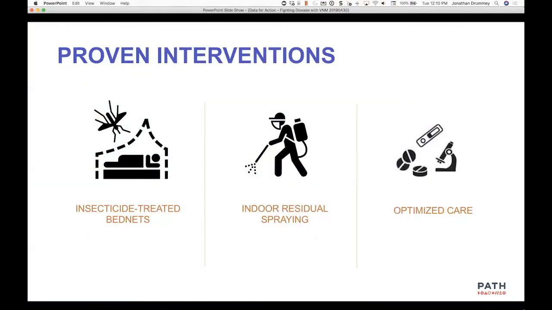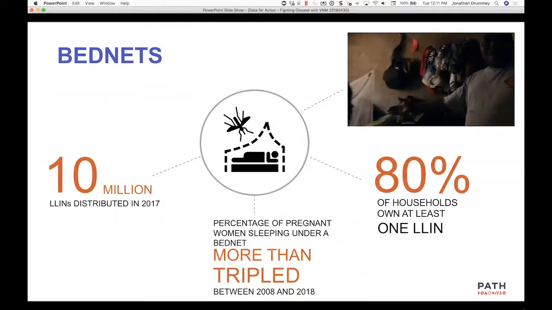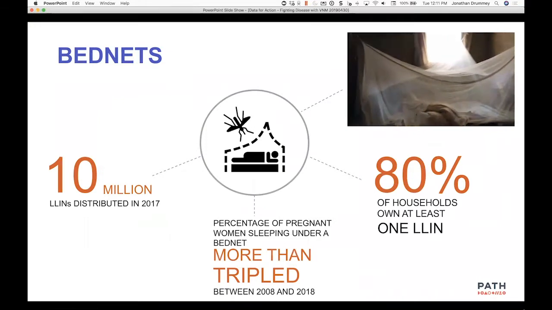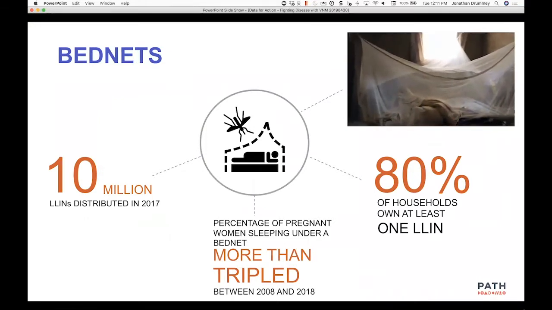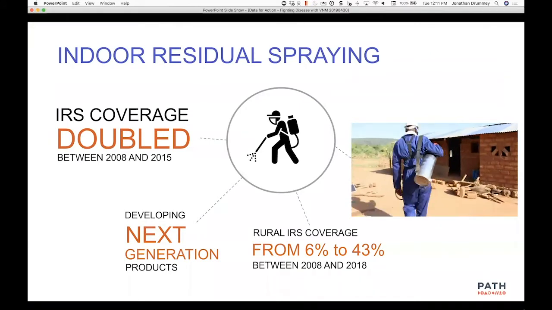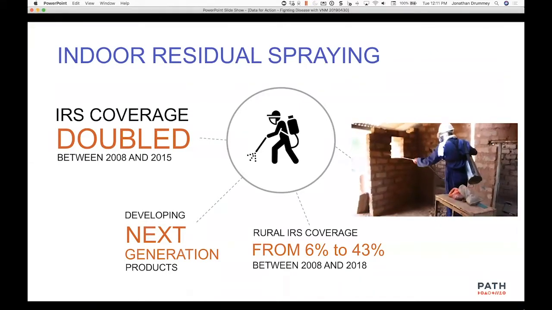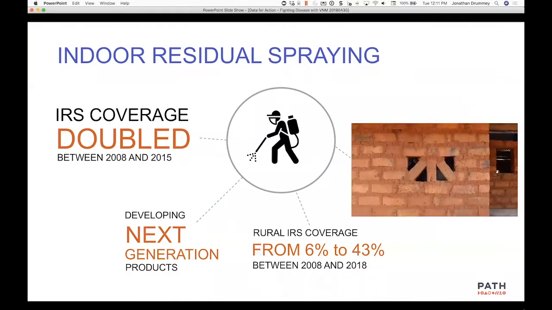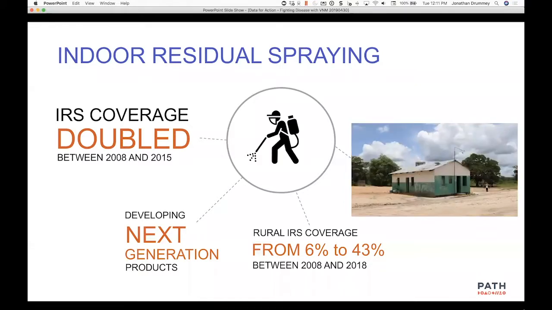And we use a variety of different interventions for that. Three major interventions: bed nets, indoor residual spraying, and optimizing care. We've worked with the Ministry of Health in Zambia to distribute bed nets, improve usage of them, and monitor usage of them. With indoor residual spraying, we've supported Zambia to double IRS coverage between 2008 and 2015, and particularly in rural areas, increase that coverage by over a factor of 7. So huge improvements there, and we're seeing results on that.